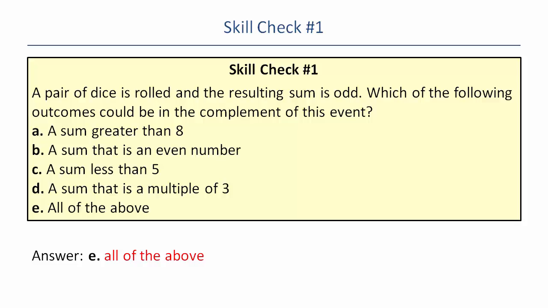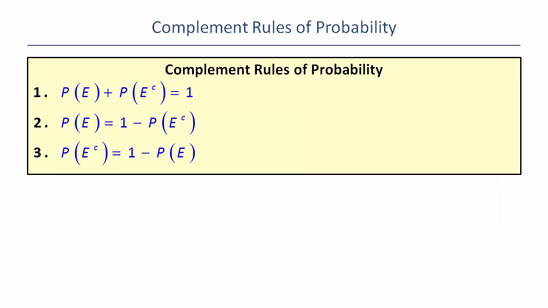Kind of a tricky one, because it said which of the following outcomes could be in the complement of the event. So these aren't describing a complete complement, they're just describing things that could be in the complement. So if you had some difficulty understanding why it was all of the above, it's because they were kind of tricking you by saying in the complement and not just the complement, right? So these are just pieces of things that could possibly be in the complement rather than the entire complement itself.